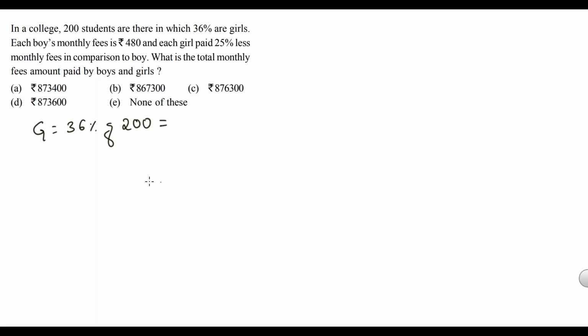See, when it is a multiple of 100, you should not take much time. 36% of 100 is 36. So 36% of 200 is double of that. Or another way, instead of taking it as 36%, I can also take it as 200% of 36. 200% of 36 is nothing but double of 36, which is 72. The number of boys, we can take it as 200 minus 72, or we can take it as 64% of 200. This is the number of boys, which is 128.